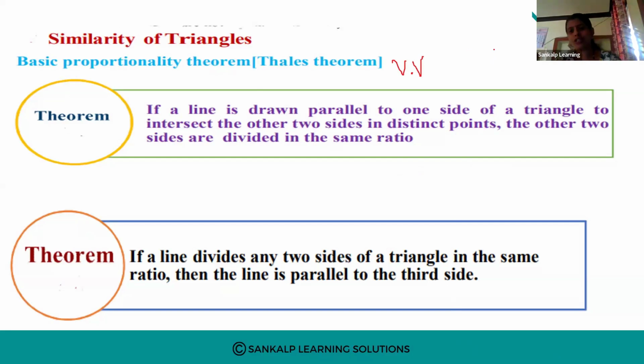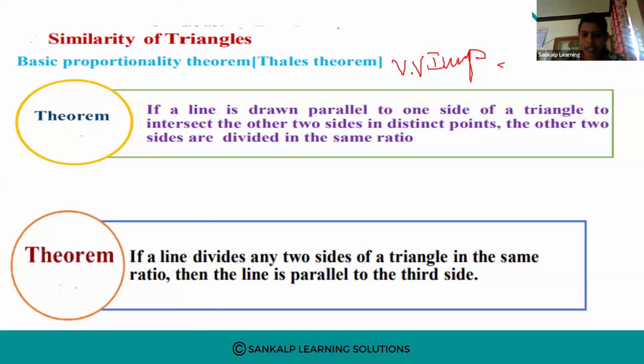Many times in the question paper we have seen this theorem for 5 marks, right? So this is a very, very important theorem. So what does the basic proportionality theorem say? See, if a line is drawn parallel to one side of a triangle to intersect the other two sides at distinct points, the other two sides are divided in the same ratio.